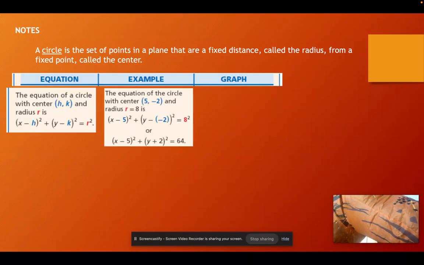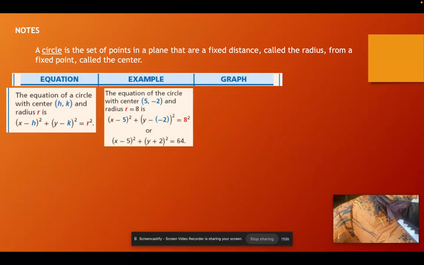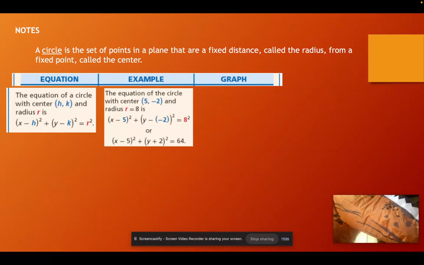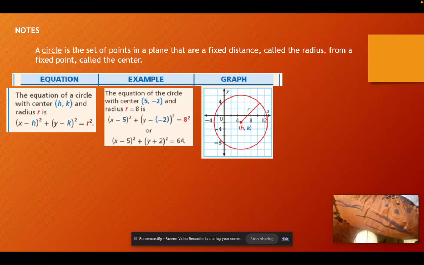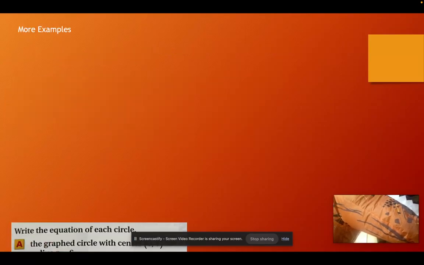Well, if we insert all the numbers, you can see that it's positive 5, so we're going to write negative 5 in the parentheses with the x. We're going to write a plus 2 because it's minus a minus, and then we square the radius, leaving us with 64. And then, of course, this one would look like this: 5, negative 2 is the center, and then 8 units all the way around. This is what the graph would look like.